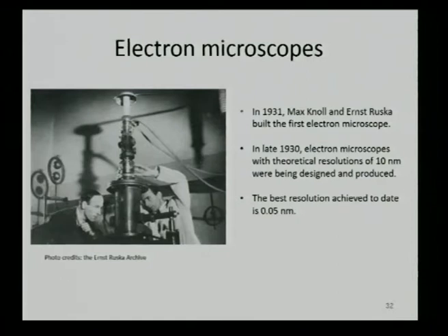However, soon afterwards, Ernst Ruska built a second electron microscope that has a better optical resolution than an optical microscope. In the late 1930s, the resolution of an electron microscope has reached 10 nanometers. And at present, the resolution of an electron microscope is 0.05 nanometers. In 1986, Ernst Ruska received a Nobel Prize in Physics for his fundamental contribution to the development of electron microscopes.